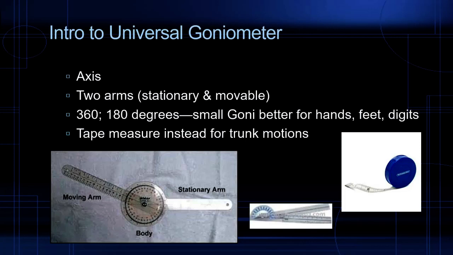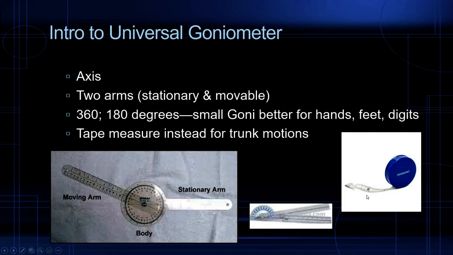Anyway, you've been looking at your goniometer, and I know some of you are already familiar with these since you have been aides or whatever, but those of you who are brand new to this, just know that there are different types of goniometers. I am showing you a picture of a universal goniometer, and this is also a universal goniometer, but it's a 180 degree goniometer. And sometimes you'll use a tape measure to measure joint range of motion.